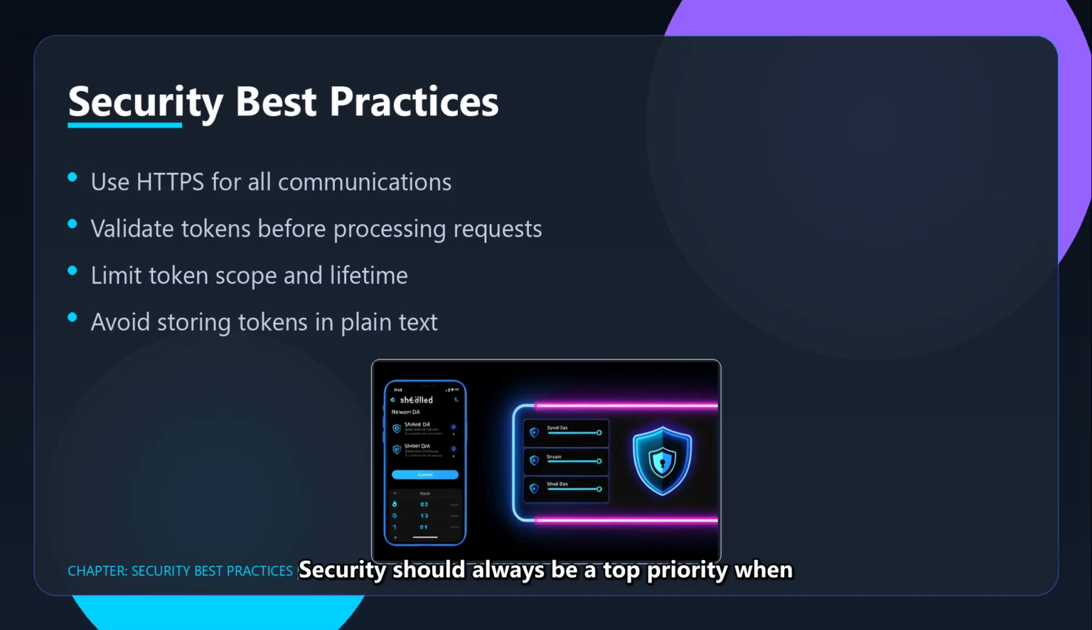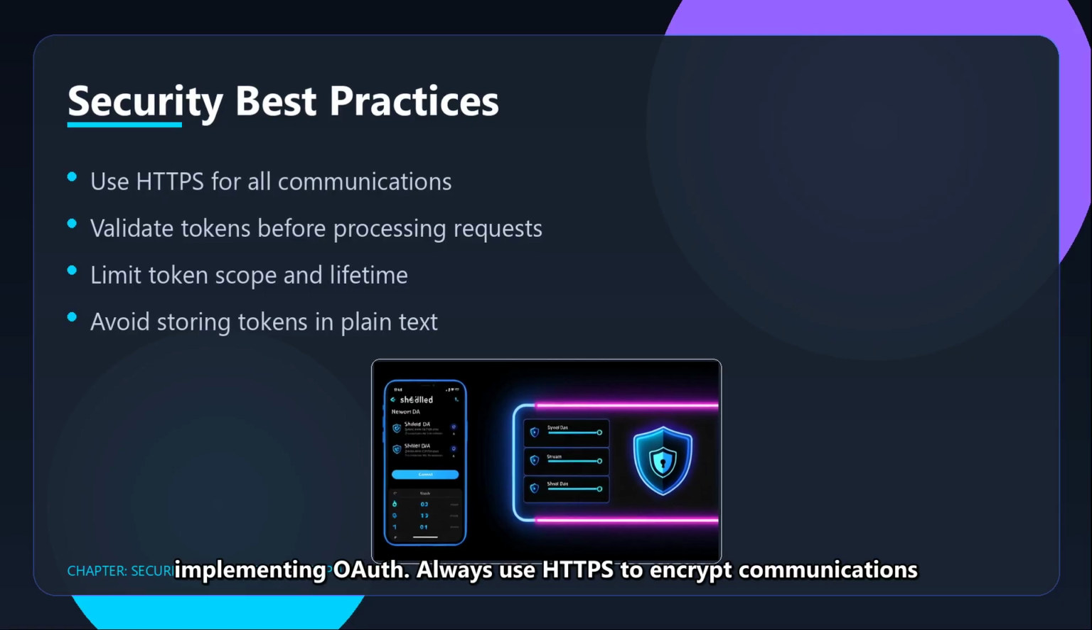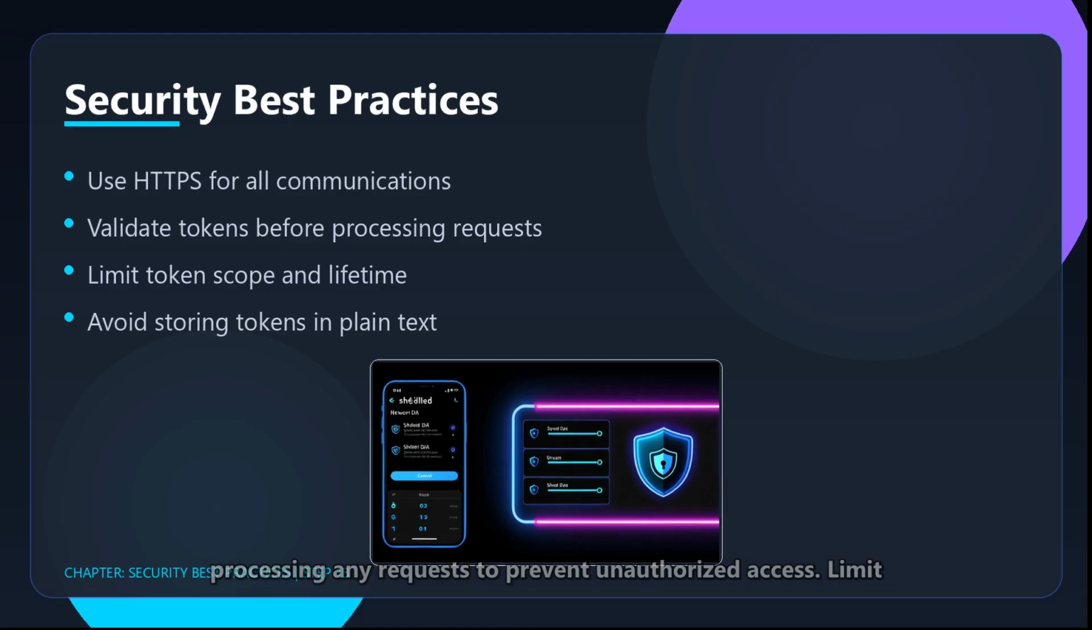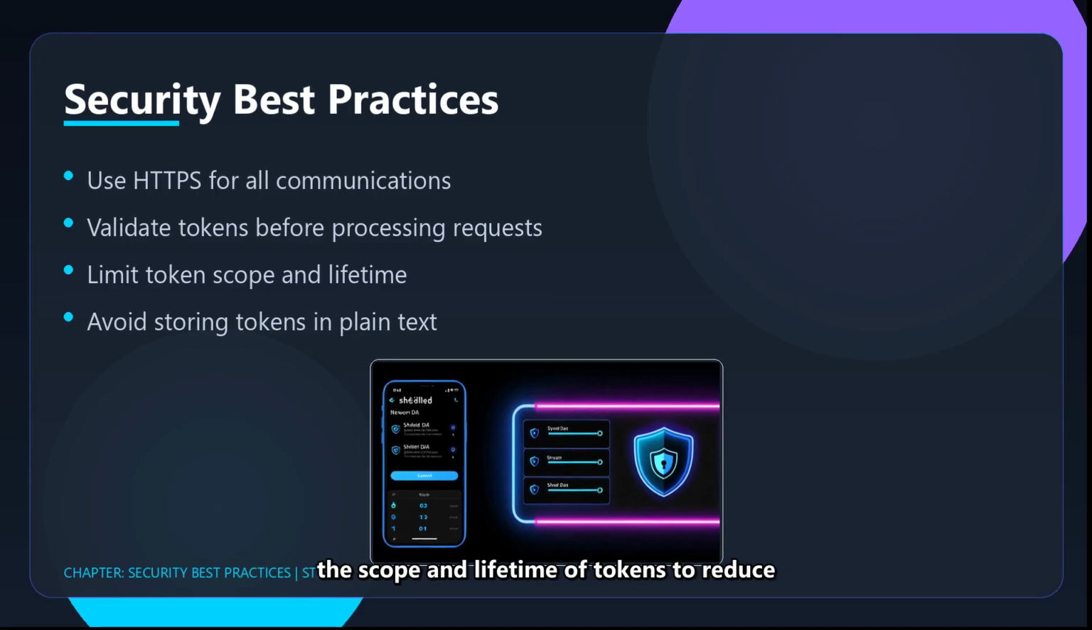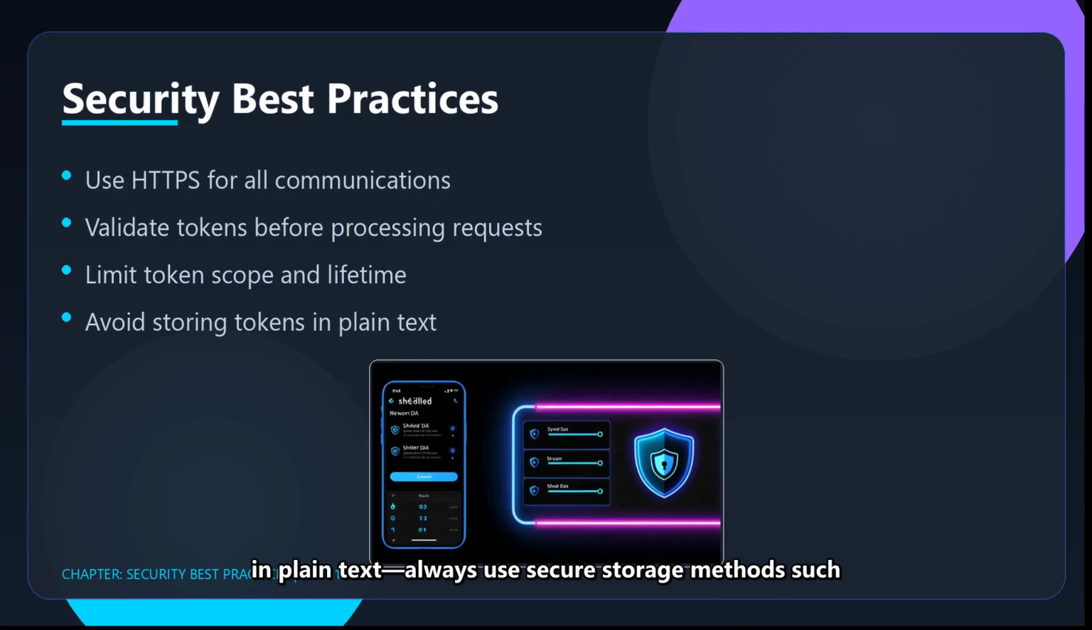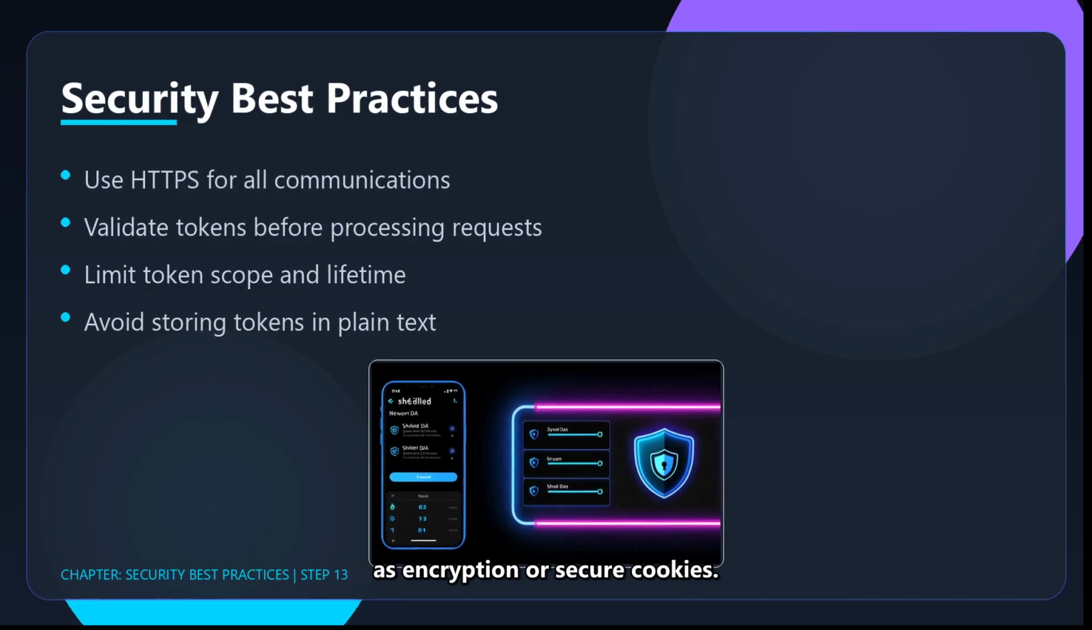Security should always be a top priority when implementing OAuth. Always use HTTPS to encrypt communications between clients and servers. Validate tokens thoroughly before processing any requests to prevent unauthorized access. Limit the scope and lifetime of tokens to reduce the risk of misuse. And never store tokens in plain text. Always use secure storage methods such as encryption or secure cookies.